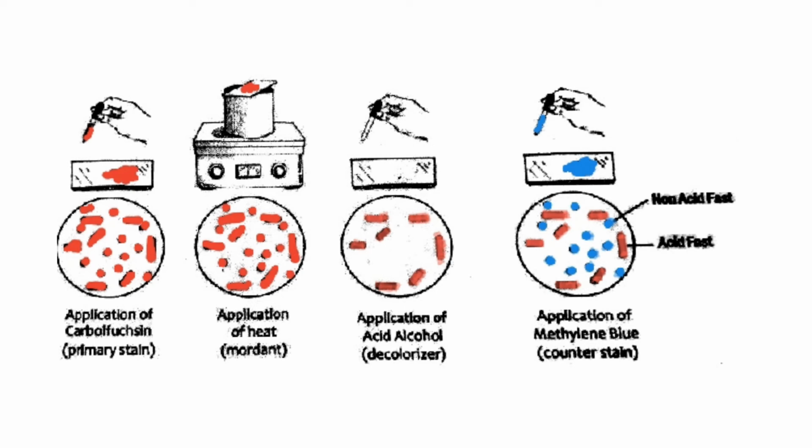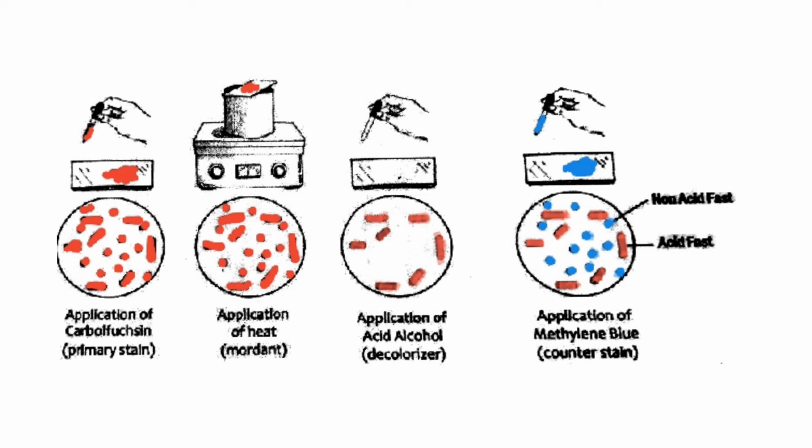After heat fixing, flood the smear with freshly filtered Carbolfuchsin. Then heat gently until the steam rises. Continue to heat for 5 minutes so that steam is seen but without boiling. One point to note here is that we should not allow the slide to dry. So to prevent that, we should add more stain from time to time. Allow the slide to cool off and then wash it under a low stream of running water.